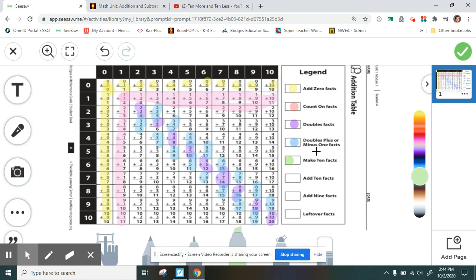So if I look here on my chart, the first one that I see with an answer of 10 is right here. So 10 plus 0 is 10. 9 plus 1 is 10. 8 plus 2 is 10. 7 plus 3 is 10. 6 plus 4 is 10. 5 plus 5 is 10. 6 plus 4 is 10. 3 plus 7 is 10. 2 plus 8 is 10. So you should have a chart that looks kind of like this.